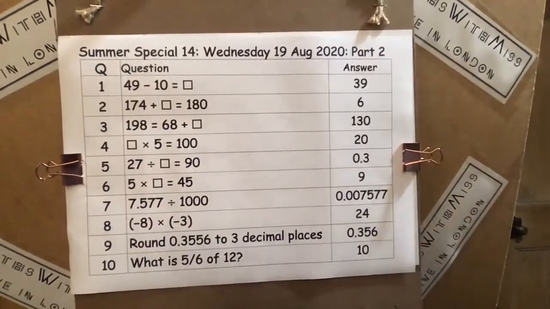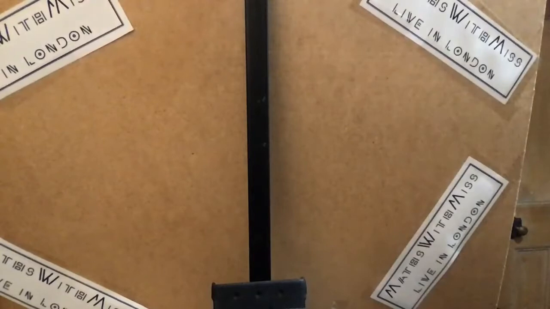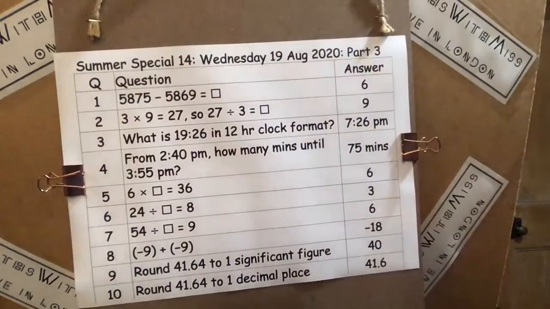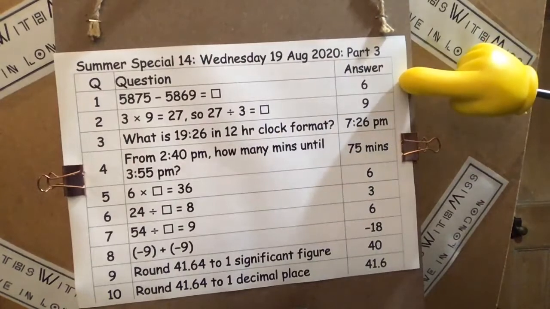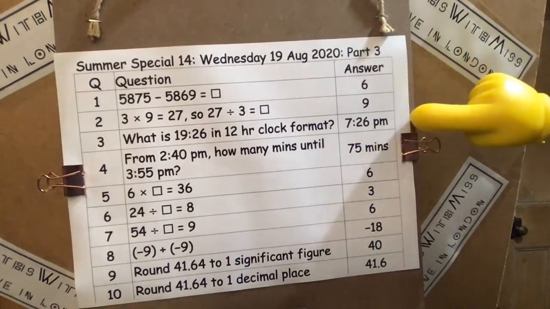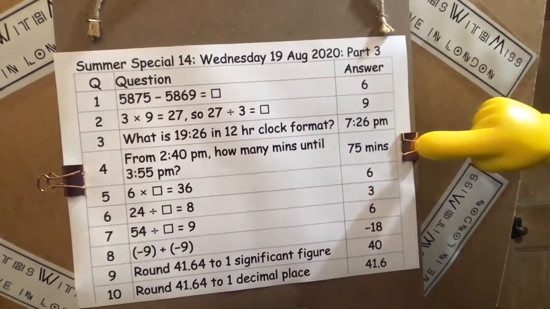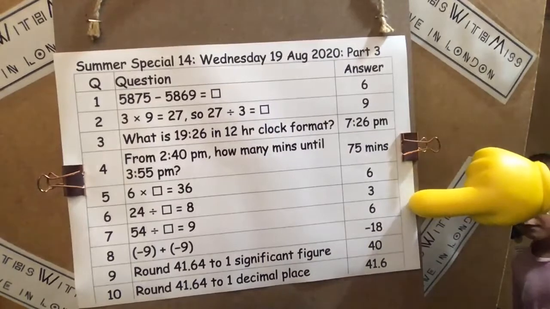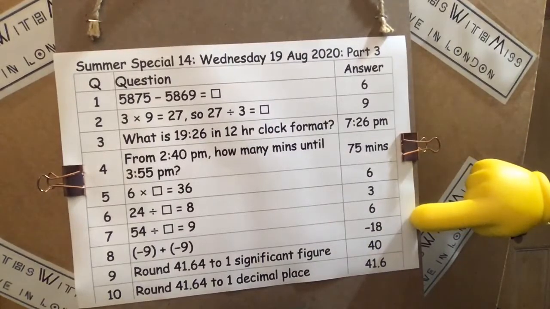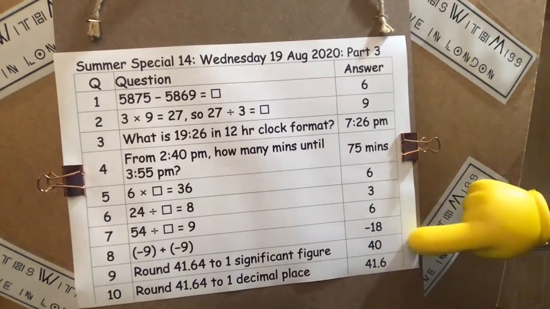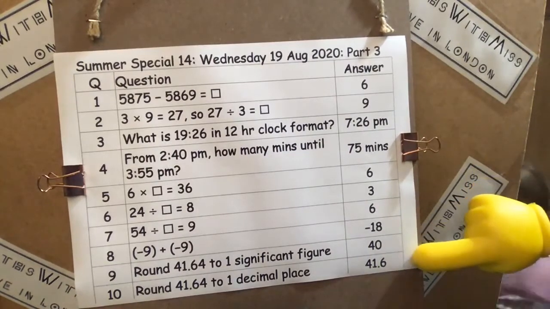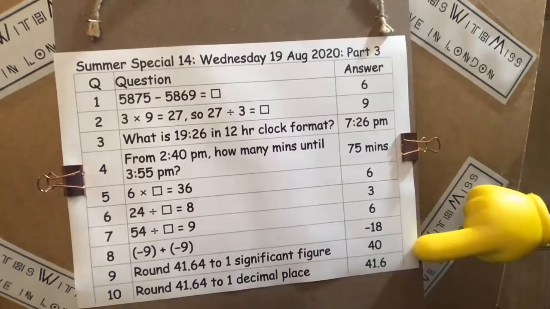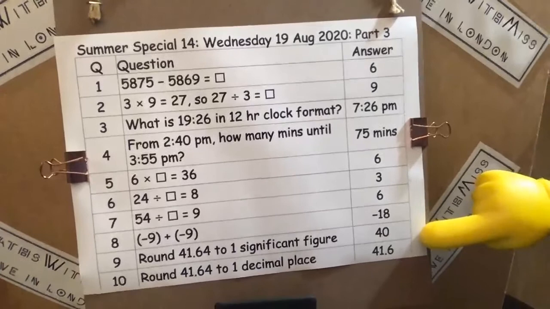Question 10 is 10. All right, part 3. Question 1 is 6. Question 2 is 9. Question 3 is 7:26 p.m. Question 4 is 75 minutes. Question 5 is 6. Question 6 is 3. Question 7 is 6. Question 8 is -18. Question 9 is 40. And question 10 is 41.6.